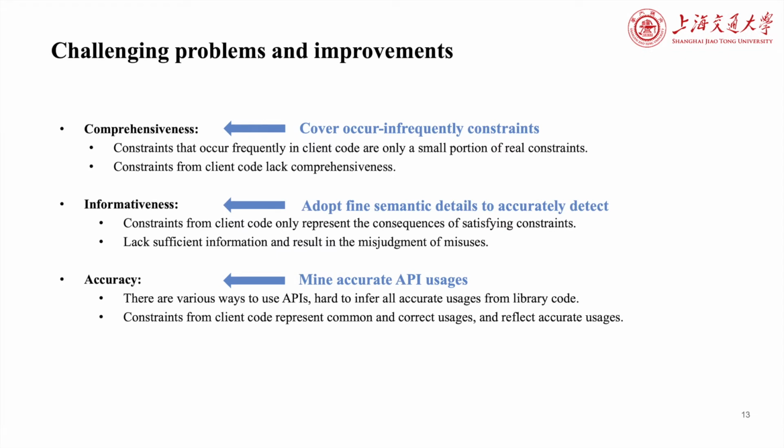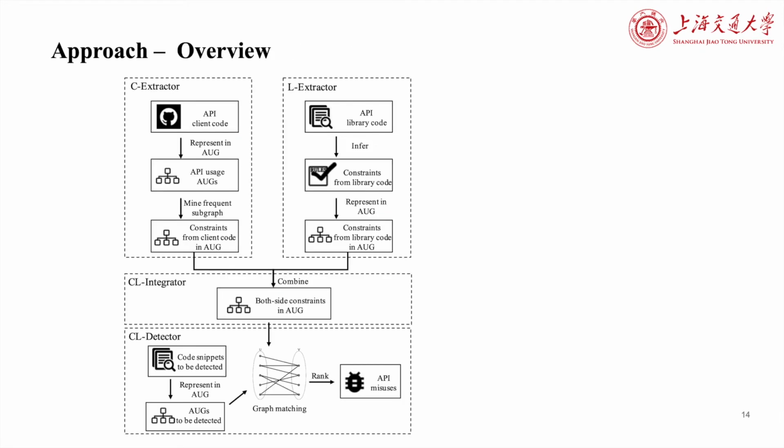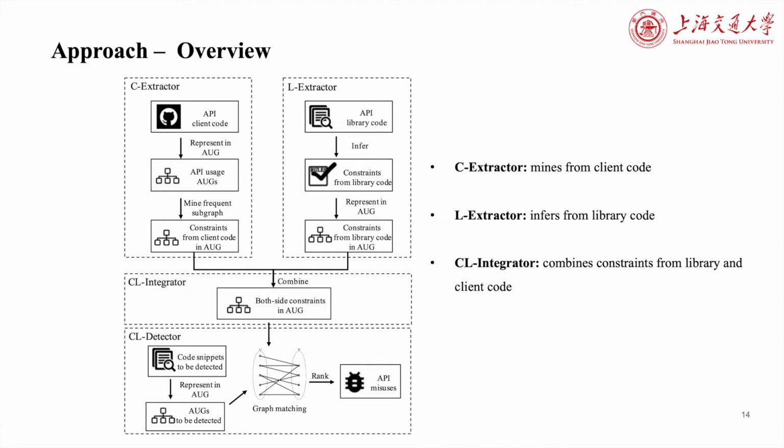The purpose of our approach is to take advantage of both the comprehensiveness and informativeness of library-based constraints and the accuracy of client-based patterns. This figure shows an overview of our approach, which contains four main components. C. Extractor mines from client code. L. Extractor infers from library code. CL integrator combines the results from the above two components to produce API constraints. CL detector detects API misuses violating the above constraints.